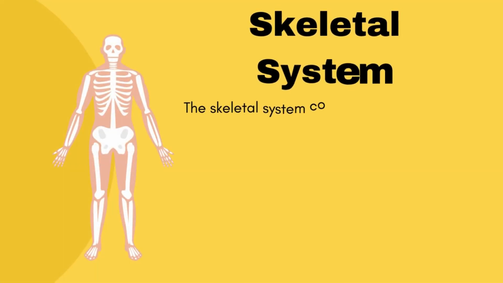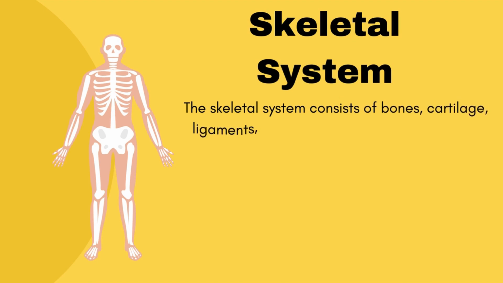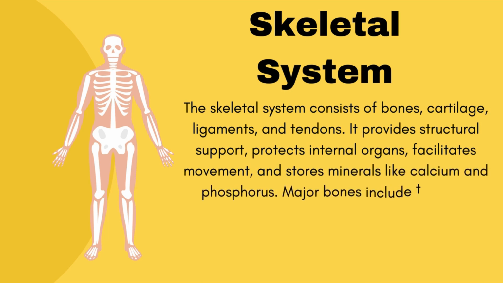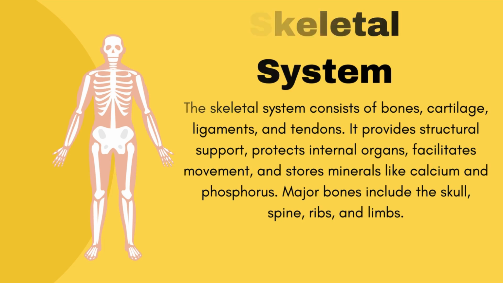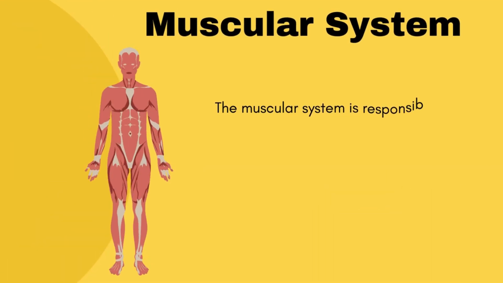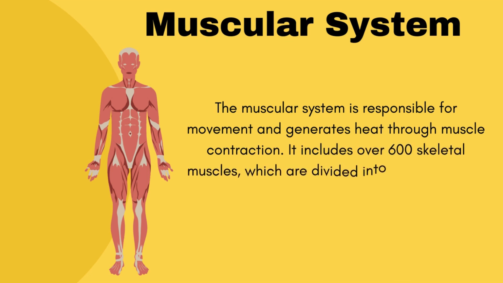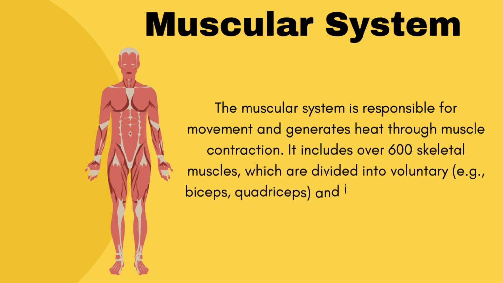Skeletal system. The skeletal system consists of bones, cartilage, ligaments, and tendons. It provides structural support, protects internal organs, facilitates movement, and stores minerals like calcium and phosphorus. Major bones include the skull, spine, ribs, and limbs. Muscular system. The muscular system is responsible for movement and generates heat through muscle contraction. It includes over 600 skeletal muscles, which are divided into voluntary (e.g., biceps, quadriceps) and involuntary (e.g., heart muscle) categories.